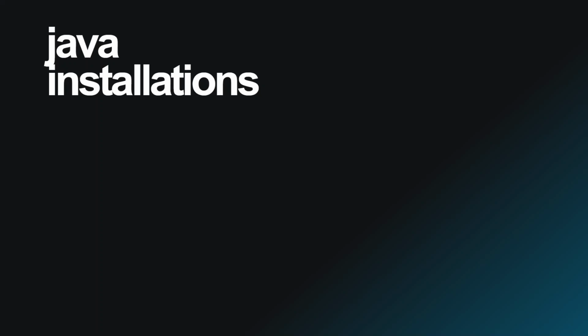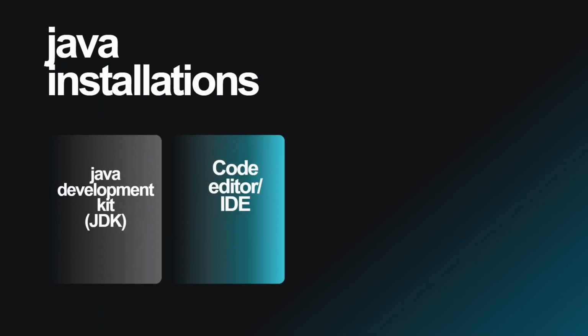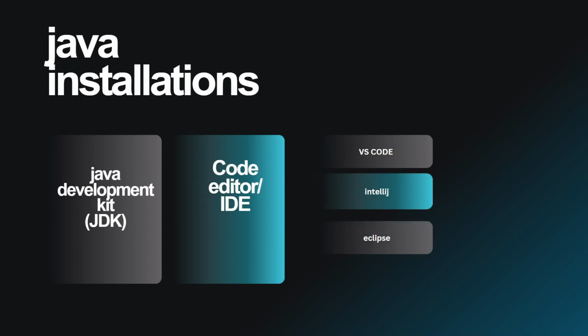Now for doing this, we need to write a code. Now how to write a code? So for that, we need some Java installations. For example, we need to install some things such as Java Development Kit, and you will need to install a code editor, and the code editor can be VS Code, IntelliJ or Eclipse. In our case, we use the VS Code.